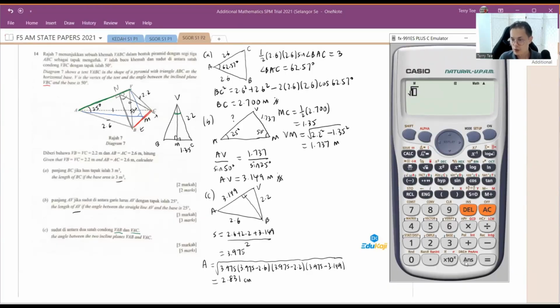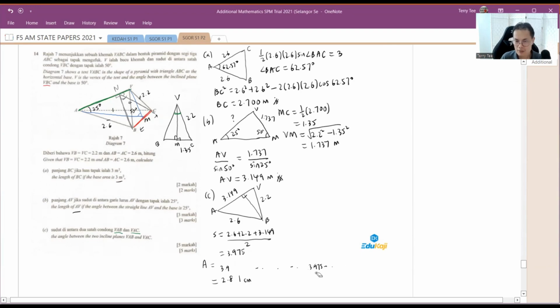Square root, answer, bracket, answer minus 2.2, answer minus 2.6 and answer minus 3.149. This is 2.829. Perhaps I should use this one. I don't know, maybe it doesn't affect. Yeah, maybe it does. If you use it, you get 2.829. Maybe I just change it. 2.829 is better, more accurate.